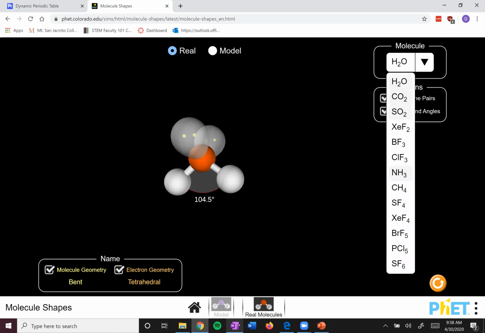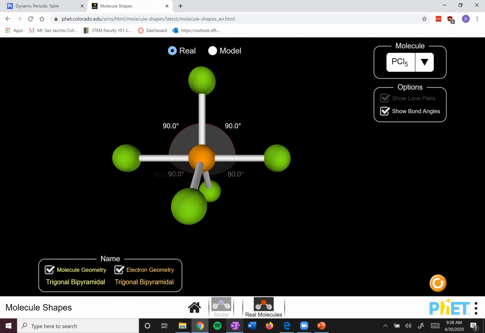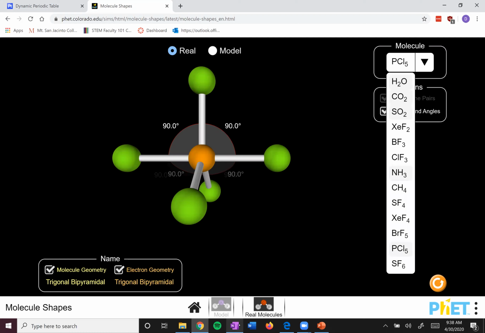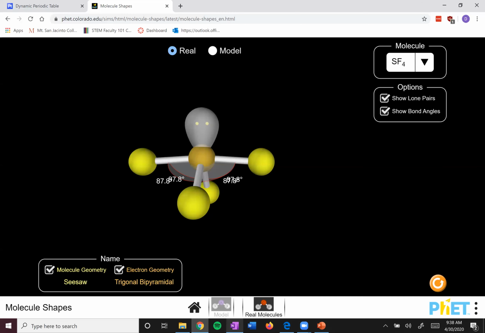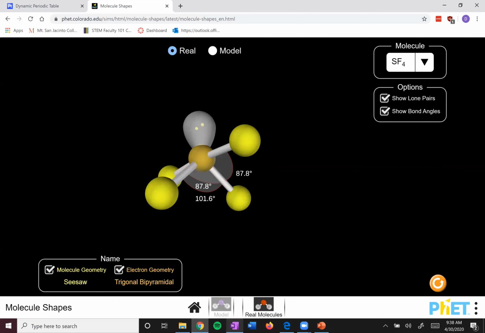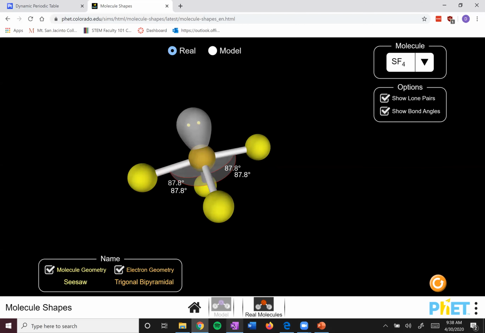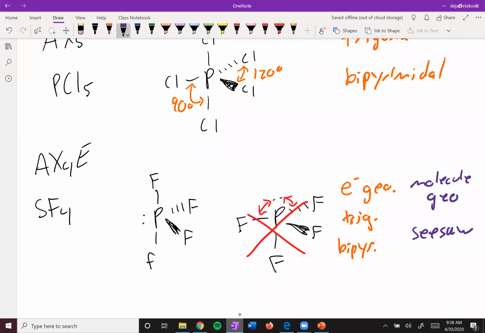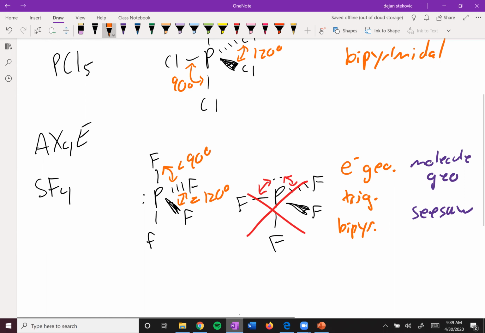Don't know if they have the real one here. Yep, there's PCl5. No, yeah, that'll be all 90 degrees. That's a 4. There we go. Right. And then you can tell all these other bond angles will be compressed. So this will then be less than 90 degrees. And then this one will be less than 120 degrees. So there's your seesaw shape.